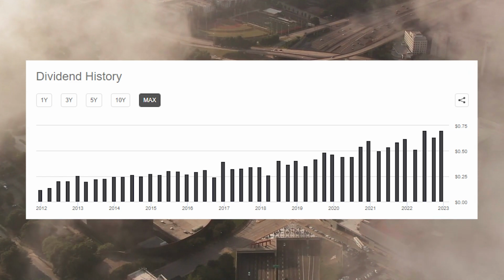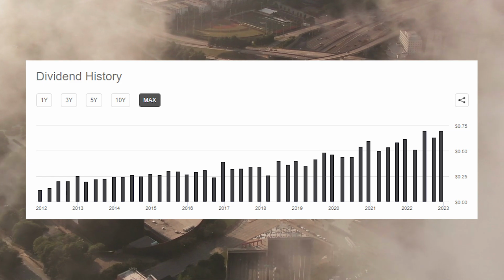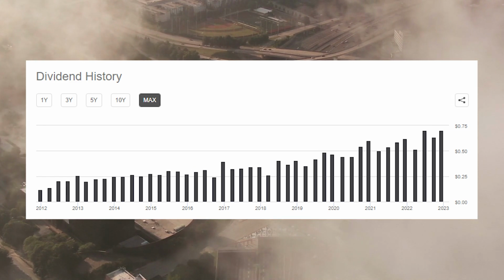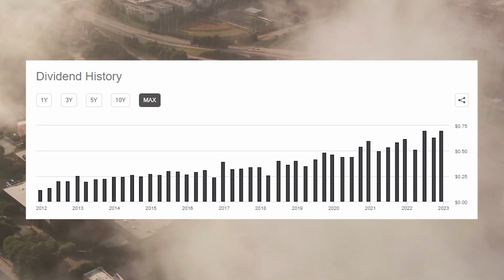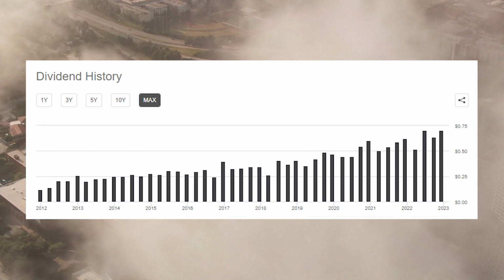Even to the point where if you were to have bought shares of SCHD, let's say, back in 2012, the dividend that you would be receiving today would be about 4 or 5 times as much as the dividend that you started with back in 2012.